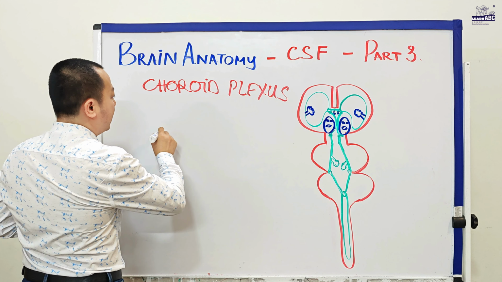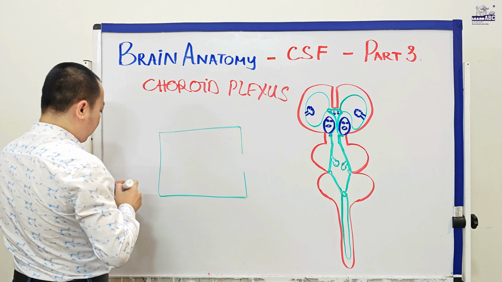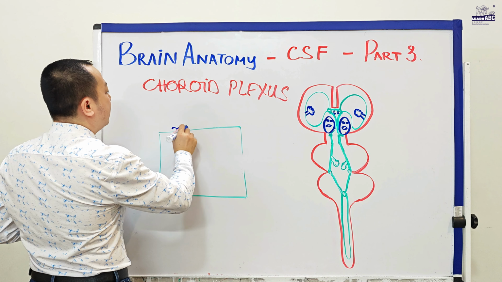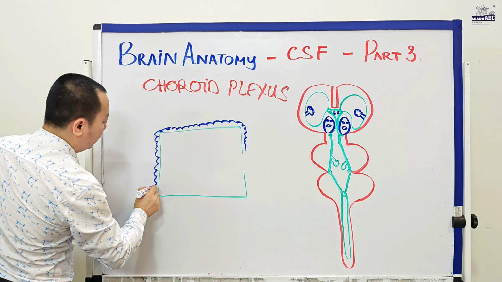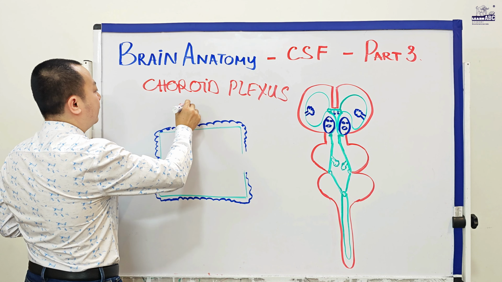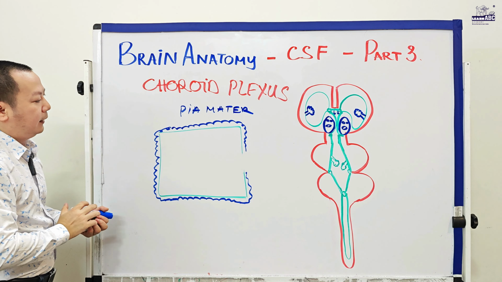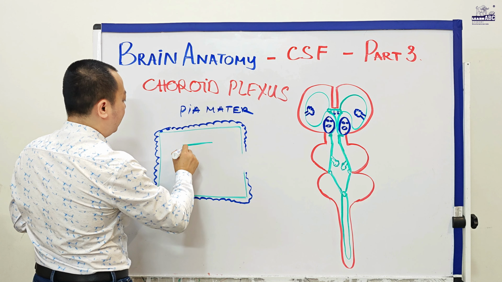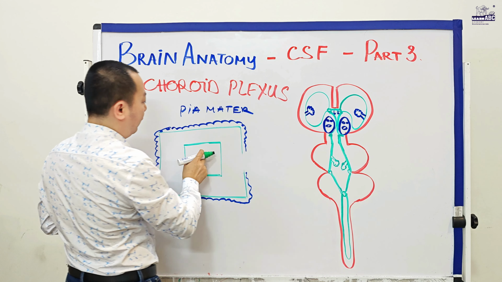Now you see here, for example, this is the brain substance, right? And of course, outside the brain substance, there is a layer here, a very soft layer very close to the brain substance. You know this already, this layer we call the pia mater. And here, for example, is the cavity inside. This cavity I will draw here.